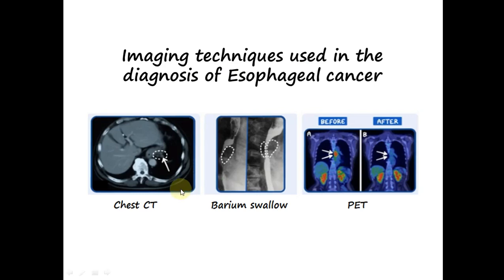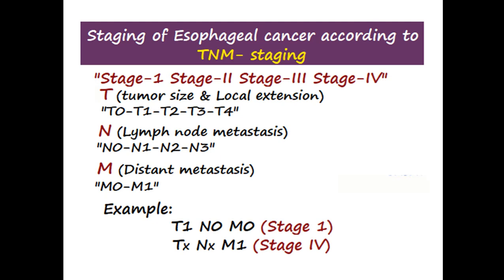In this picture, we can see that this is a chest CT, and we can see that the cancer is visible in the lymph node. In the barium swallow, we can see the narrowing of the esophagus and the presence of ulcers. And the positron emission tomography can tell us whether the size of the tumor is decreasing with chemotherapy or not. So it can tell us how successful we are in treating the esophageal cancer.